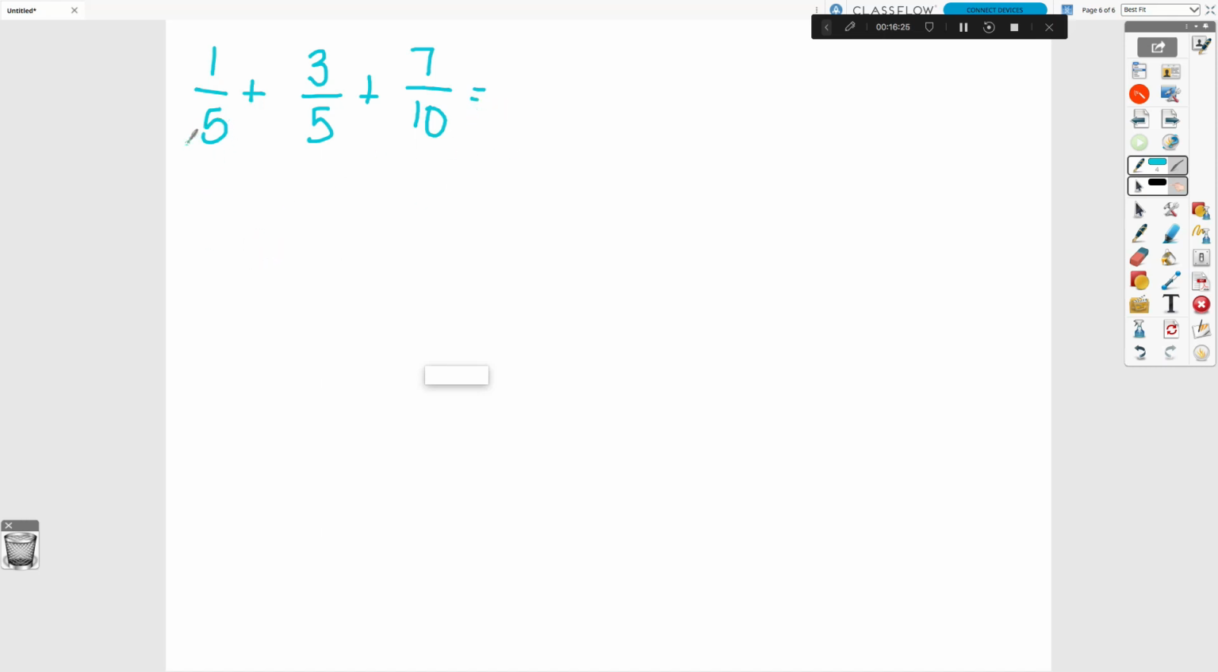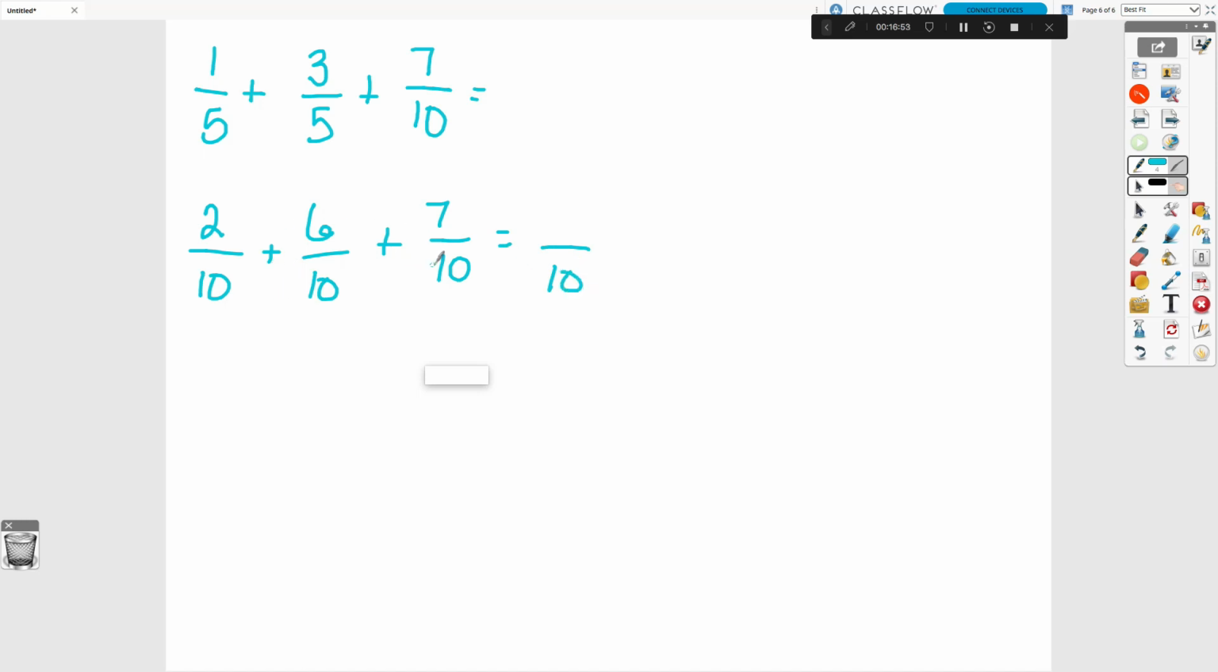Look at you go. What is my common denominator going to be? 10. So my first fraction I have to multiply by 2. My second fraction I multiply by 2. My last fraction I multiply by? You don't. I was trying to trick you. You don't. Just leave it the same.